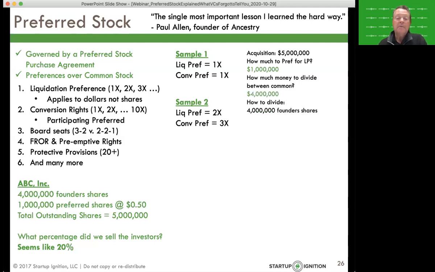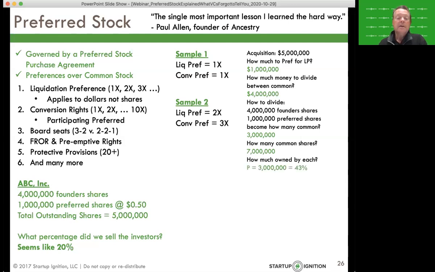So how did we divide it up? Well, there's 4 million common shareholders, and then there are 1 million preferred shares coming from the common. Okay, but those preferred shares become 3 million common. So now there are 7 million total common shares to divide up the $4 million. How much is owned by each? Well, it turns out that if we look at this, the preferred shareholders have 43% of the common and the commons have 57%.